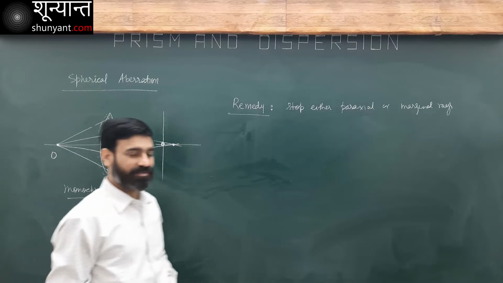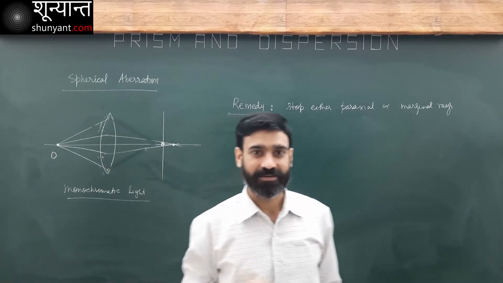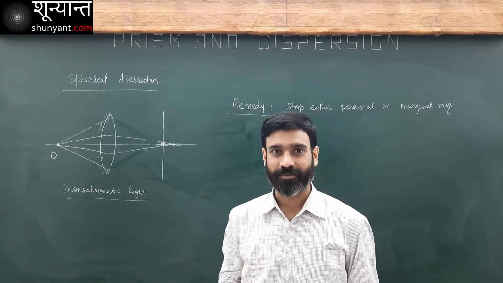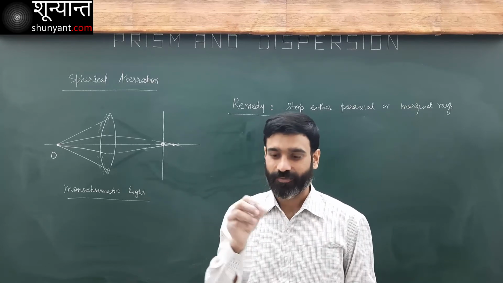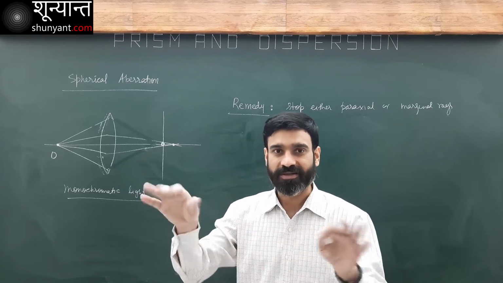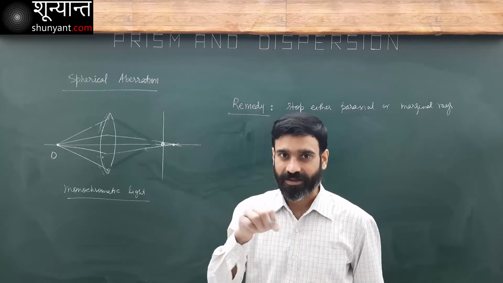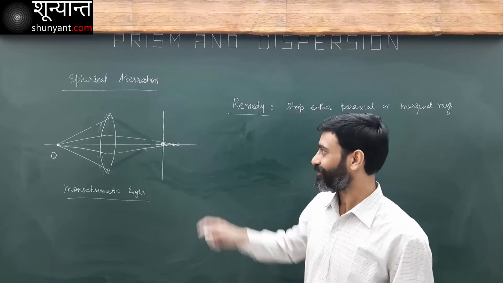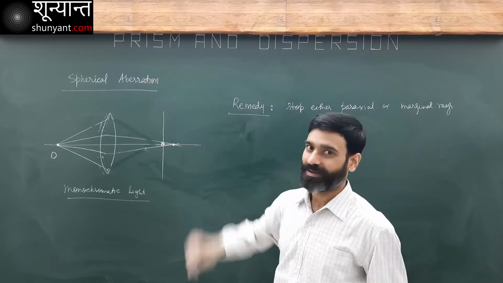And that's why you must have seen this in many optical instruments. If you look at the microscope that we generally use in our laboratories, we have a very small aperture, a very small hole through which we look. So we stop almost all of the marginal rays. We allow only the paraxial rays through a very small region. That is done to remedy this defect, spherical aberration.